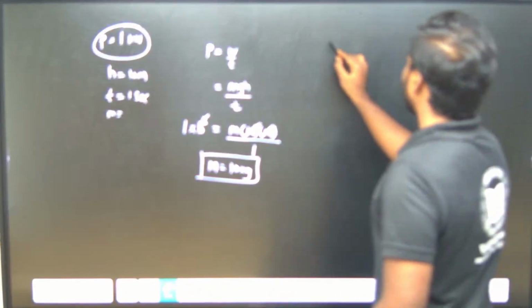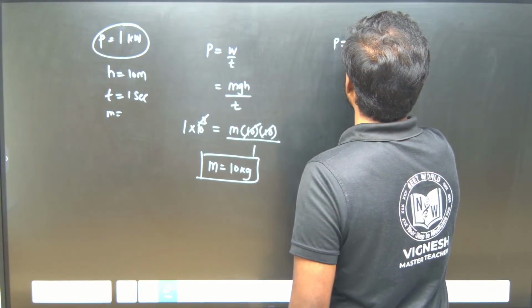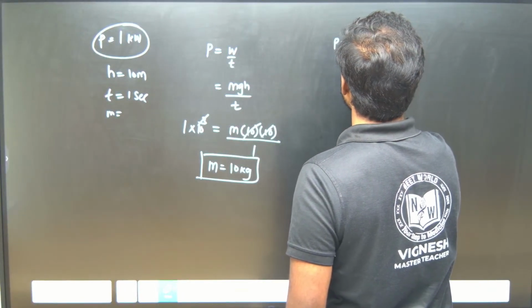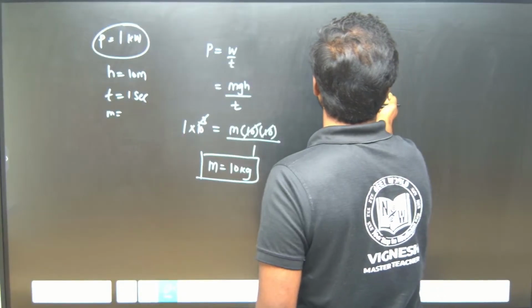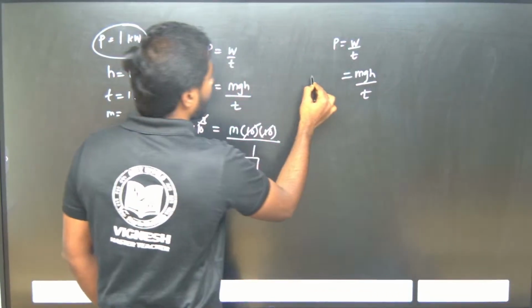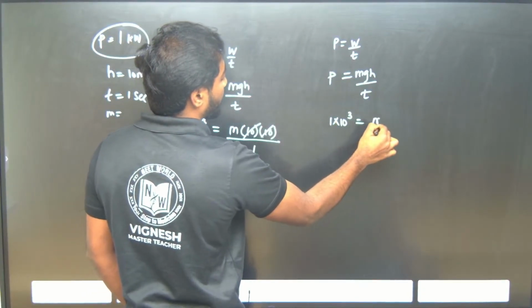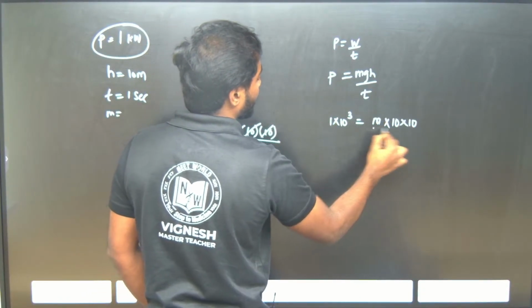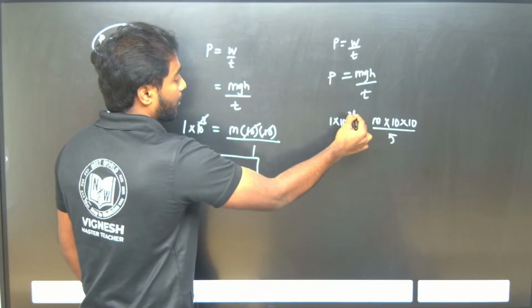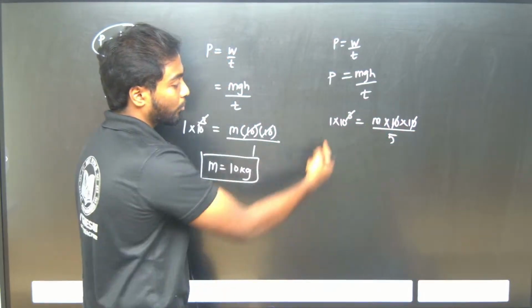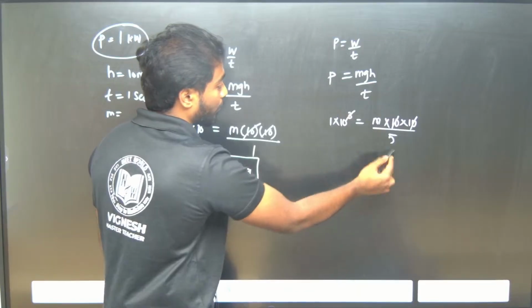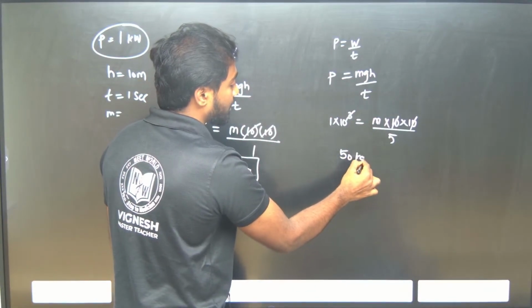Pumped out in 5 seconds, in the sense P equals W by T, where W is nothing but mgh by 5. Let me take this as P. So 1 into 10 power 3 will be equal to m into 10 into 10 divided by 5. Similarly, the 2 zeros and 2 zeros will get cancelled off, remaining only 1 zero, and this is 50 kg.